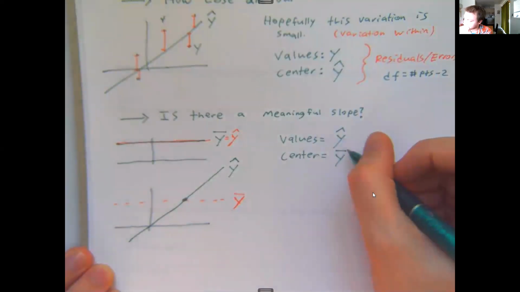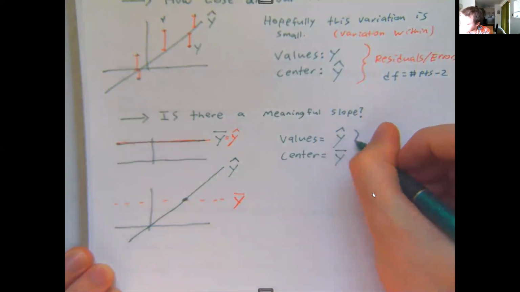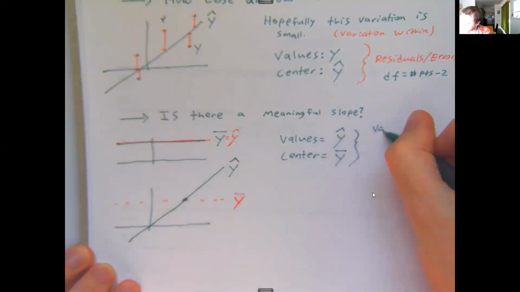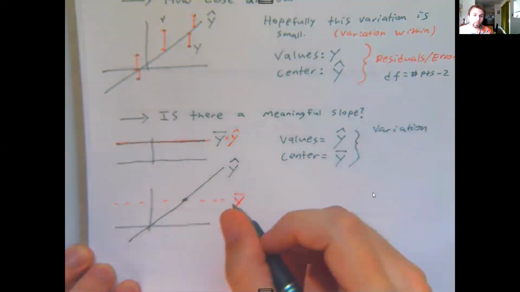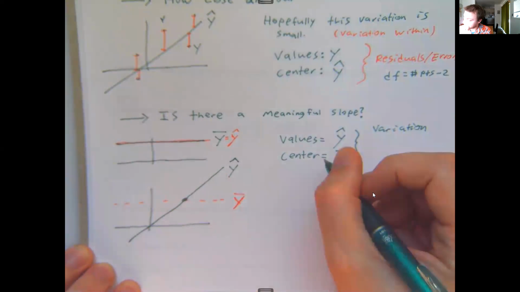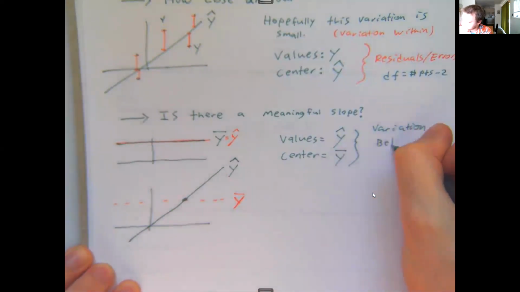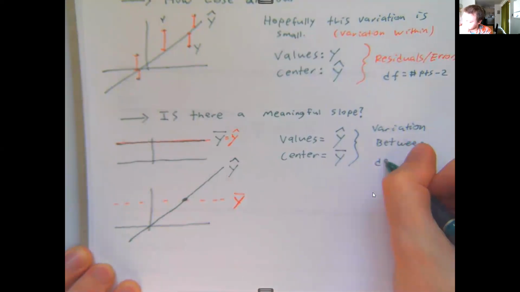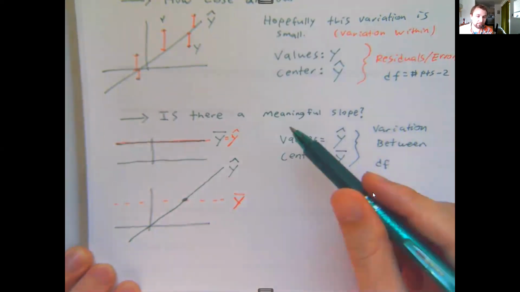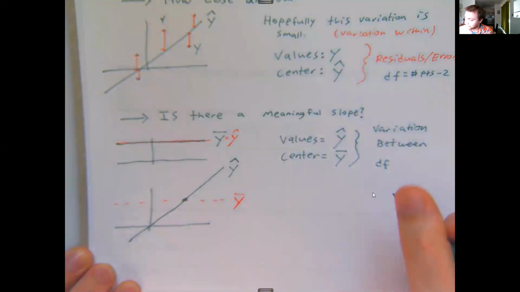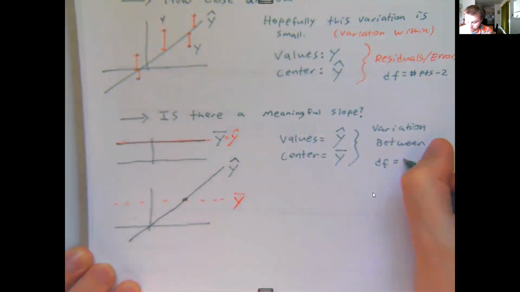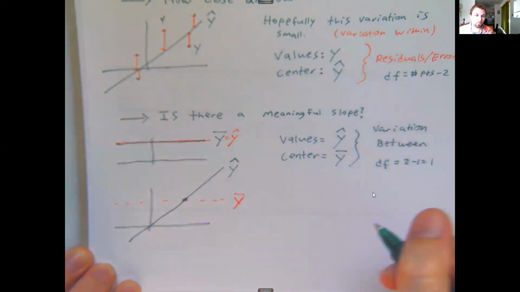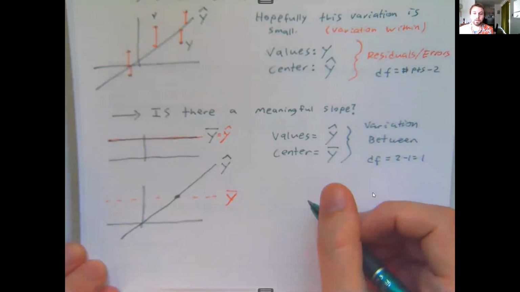So this is looking at the variation between my groups. How much variation is there between my points? How much slope is there? My degree of freedom here, well, I only have two groups. I have this line and this line. So my degree of freedom would be 2 minus 1, or just 1 here, if I were to think of this comparison.